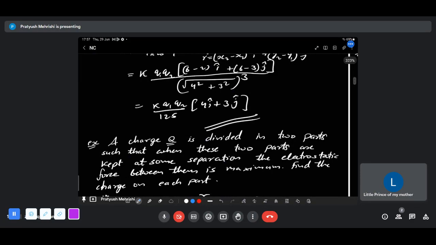Solve this question. Next question: a charge q is divided into two parts such that when these two parts are kept at some separation, the force between them is maximum. Find the charge on each part.